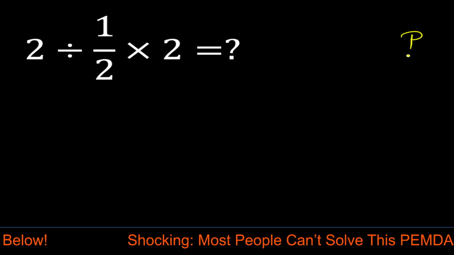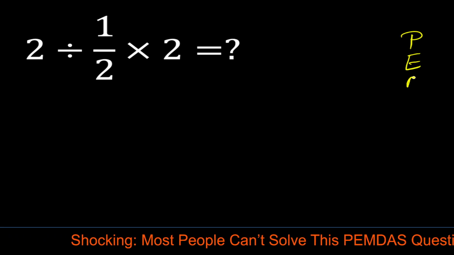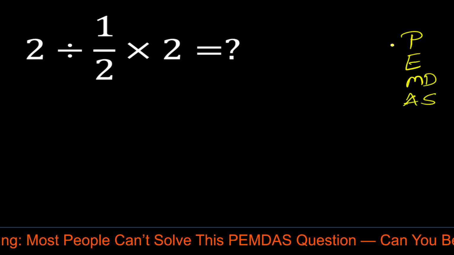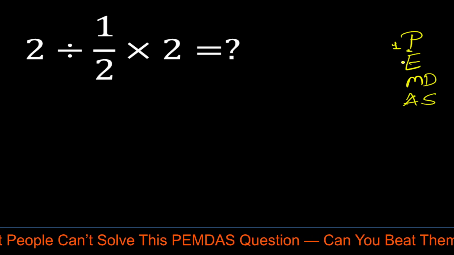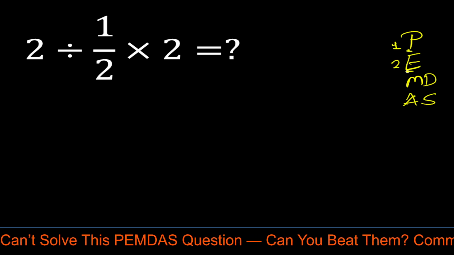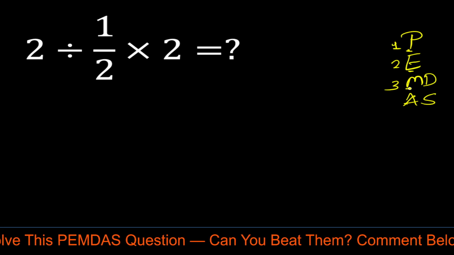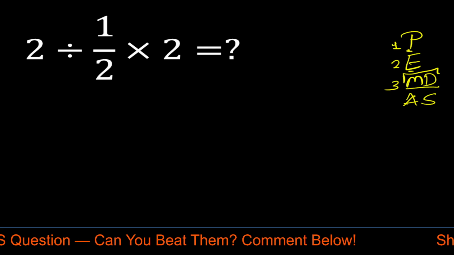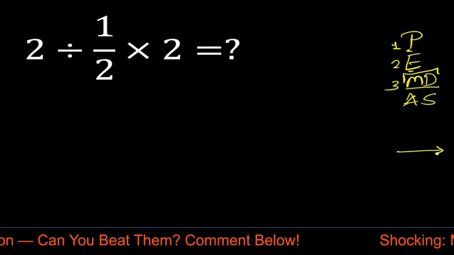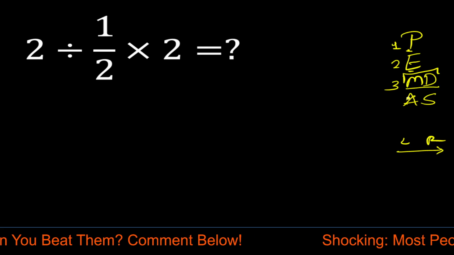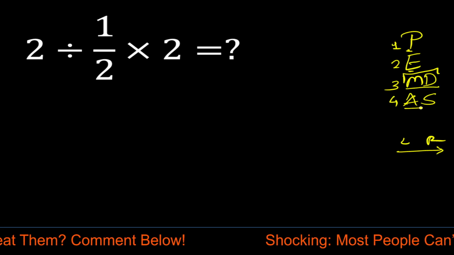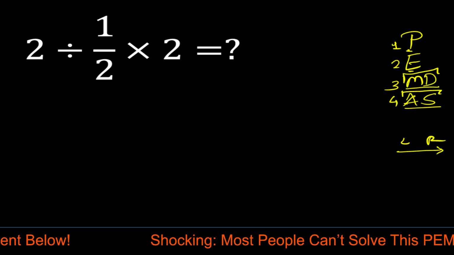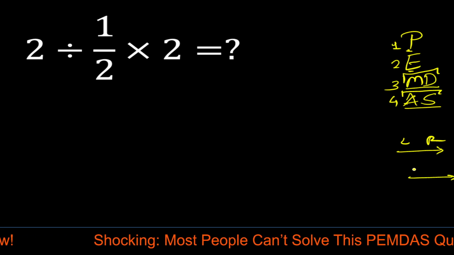So PEMDAS, P-E-M-D-A-S. According to the PEMDAS rule, first priority is parentheses, then second priority is exponents, then third priority is multiplication and division. Here multiplication and division both have equal priority, so we have to solve it from left to right. And fourth and last priority is addition and subtraction. Addition and subtraction also have equal priority, so we have to solve it from left to right.